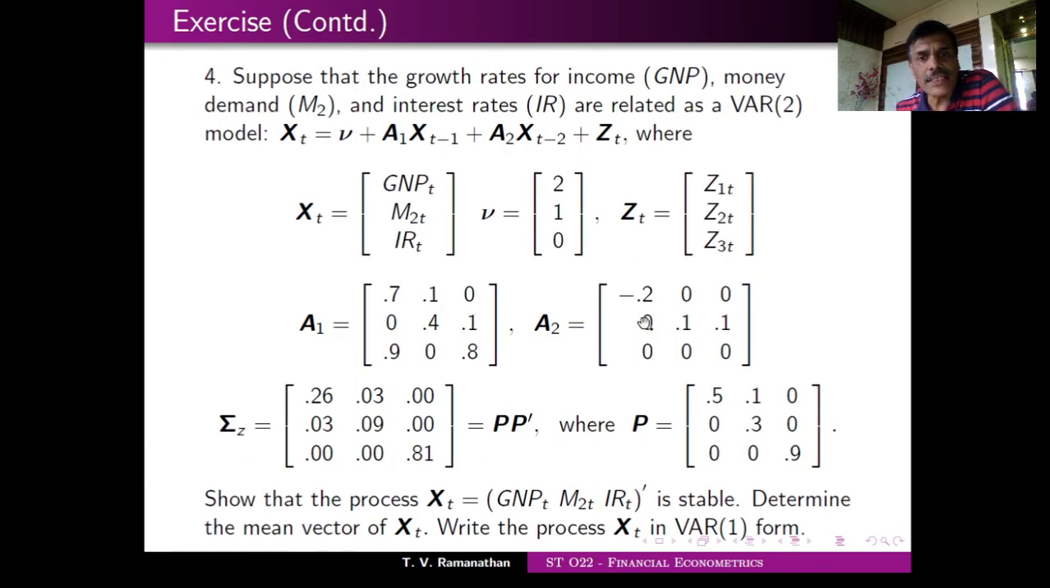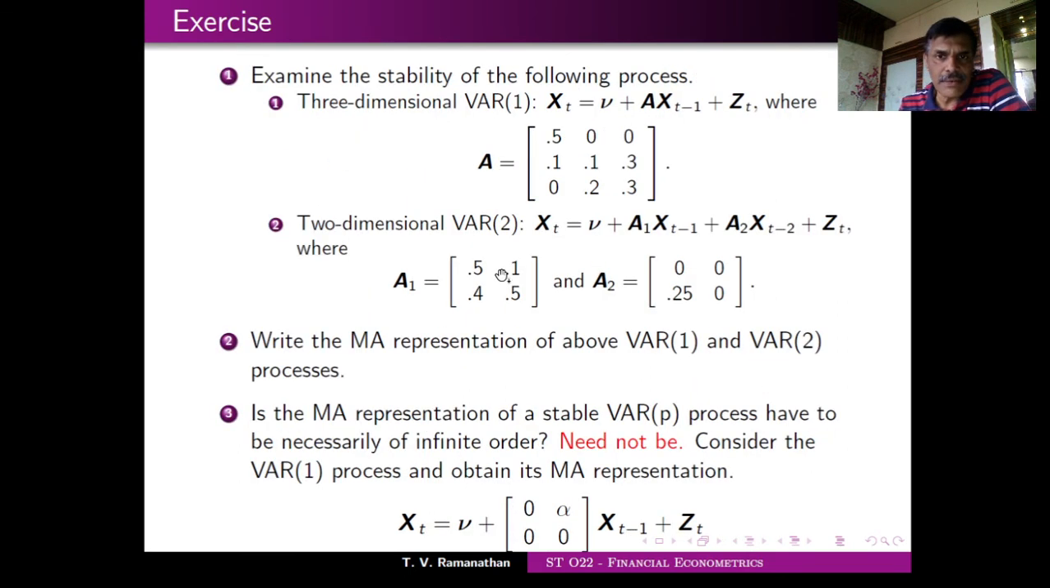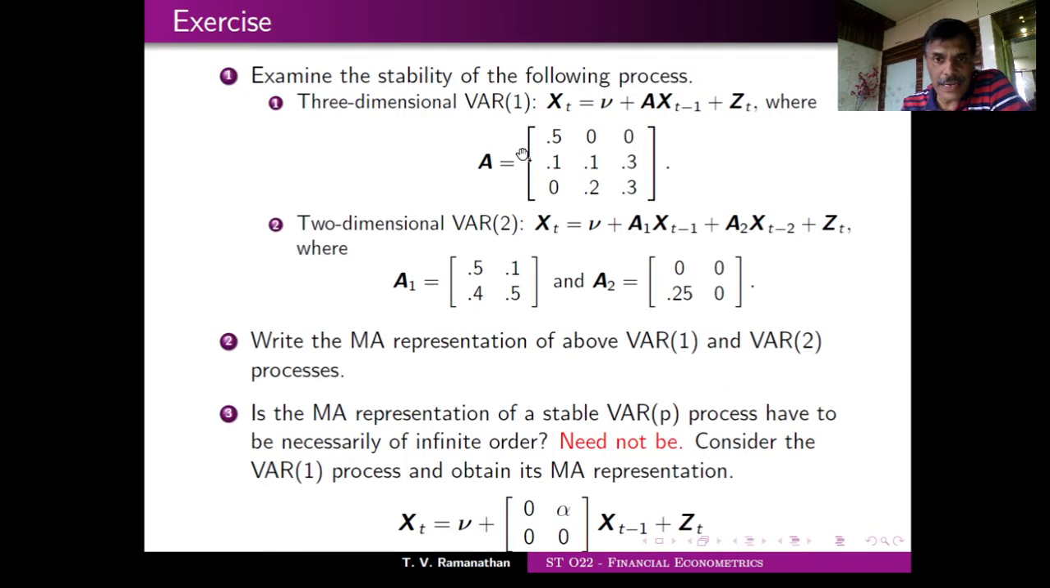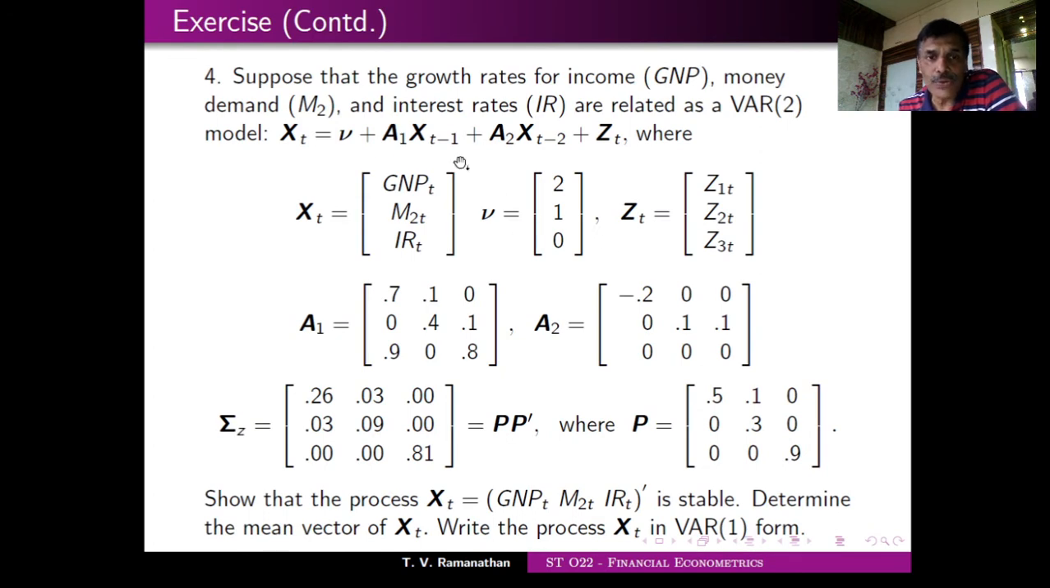Okay, so here is another example. This is a little more involved. The first example is of dimension 3, order 1; the next was dimension 2, order 2; and now it is dimension 3, order 2. So this is connecting the gross national product and the money demand M2.